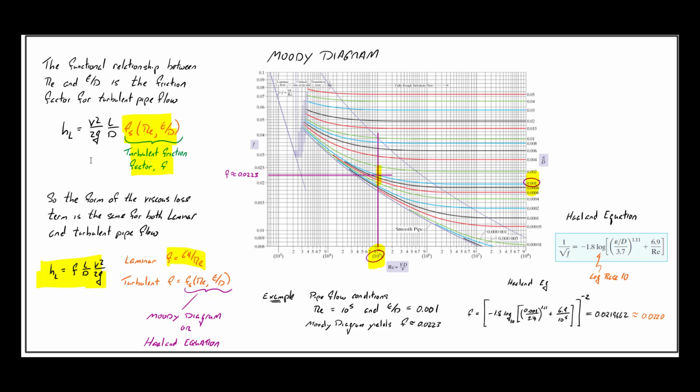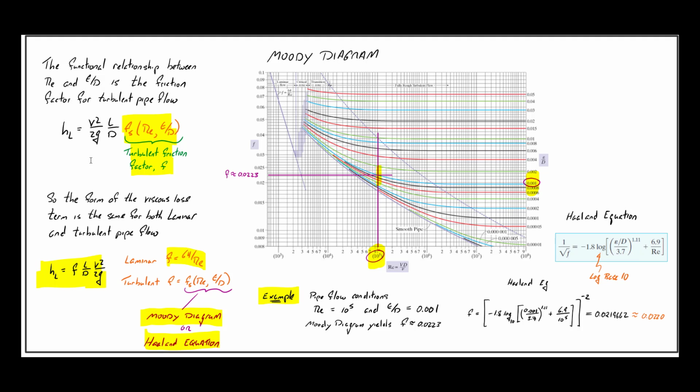And that function comes from experiments. If we know the Reynolds number for the flow and the value of epsilon over D, the roughness, we can go to this Moody diagram, which again is completely created via experiments, or we can utilize this equation developed by Haaland that gives us a pretty good approximation of the values on the Moody diagram. So I have a quick example here.